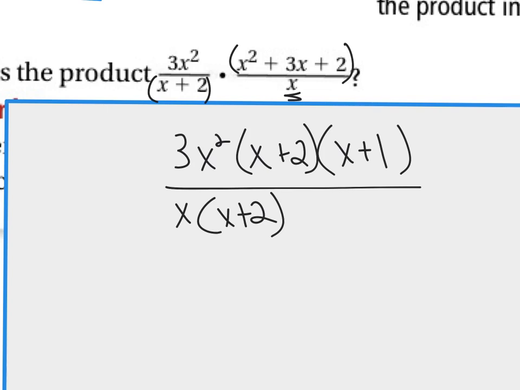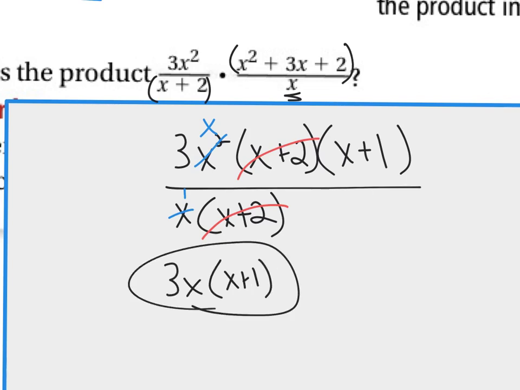When we get to that point, they're not asking us for excluded values, so we can go ahead and start canceling if we see anything. X plus 2's can cancel. And then also we could reduce by an x. We have an x squared and an x, so we can reduce those both by x. And if you'll notice, our denominator has basically totally been wiped out. So we're left with 3x times the quantity x plus 1.